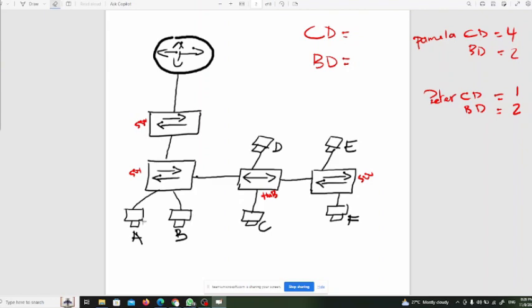So let's start down here. You can see that here we have PCA. If a collision occurs on this link here, the collision will impact this interface of the switch. So this interface of the switch belongs to one collision domain. So this is one collision domain. This one too: if a collision occurred here, it also belongs to one collision domain.